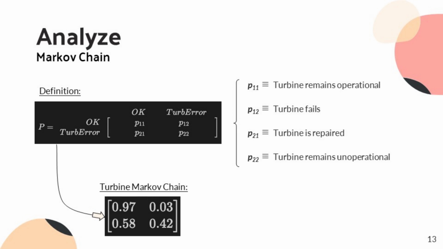Last, as an example, we can read the table from left to right. So if we start in the OK state of a turbine, the probability of remaining OK in the next state is 97%. Similarly, if we start in the OK state, the probability of transitioning to turbine error in the next state after 1 day is 3%.